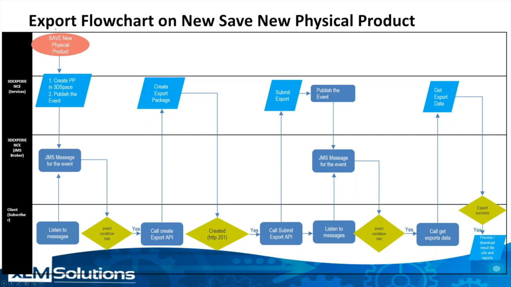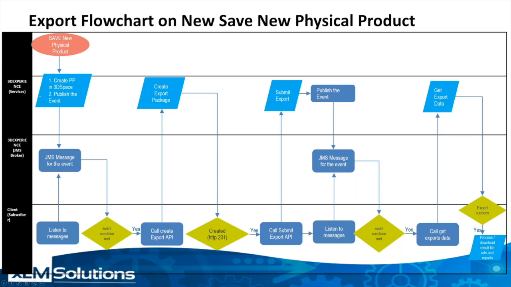So here I'm trying to mimic a process where I'm exporting a flow, I'm listening to an event of a creation of a physical product, but this could have been a creation of a drawing, completion of a CA, creation of a manufacturing item. It doesn't matter. Okay. So in this case, a user saves a physical product. That's the user doing an operation.